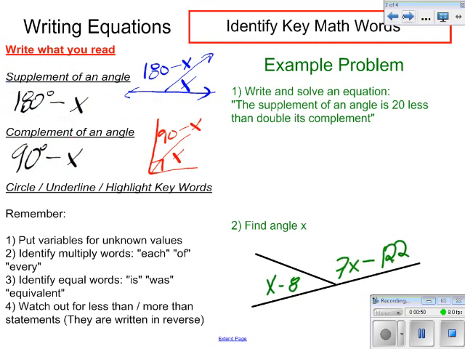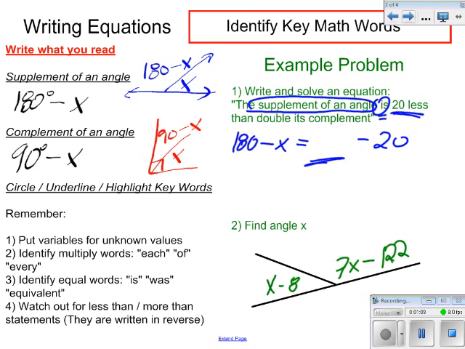Alright, so in this particular problem it says, write and solve an equation. The supplement of an angle, so you'd say 180 minus x. Then the word "is" is another word for equals, like x is 10, x equals 10. And then 20 less than, whenever you have 20 less than, that always comes at the end. It's something minus 20. So 20 less than double its complement. So double, 2 times, its complement would be 90 minus x.